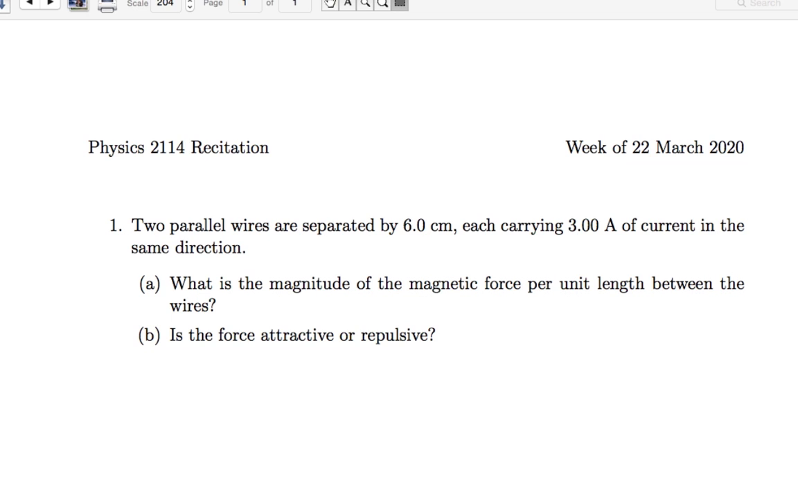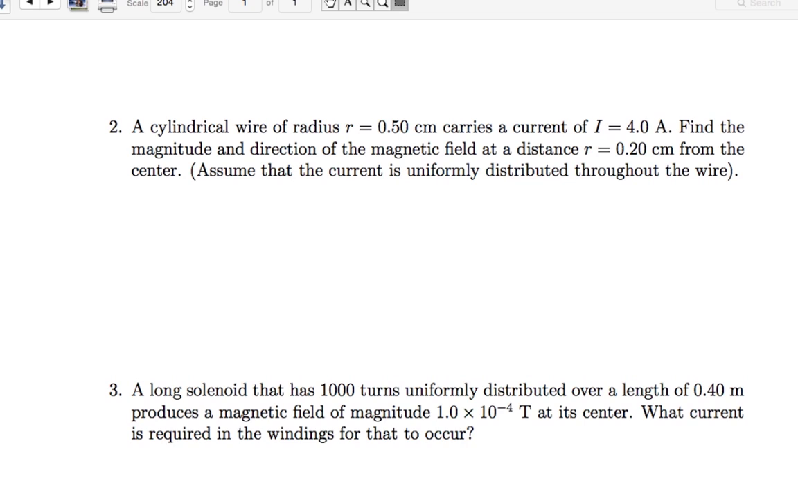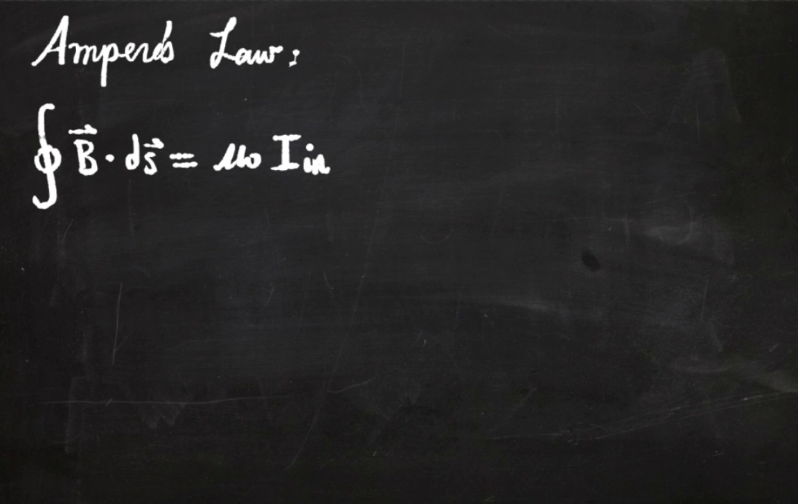Let's take a look at our next problem. So we're given a cylindrical wire carrying a current, and we know whenever a wire carries a current that it generates a magnetic field. This time we're asked to find the magnitude and direction of the magnetic field at a point inside the radius of the wire. So the first thing we need to do is use Ampere's law to find an expression for the magnetic field.